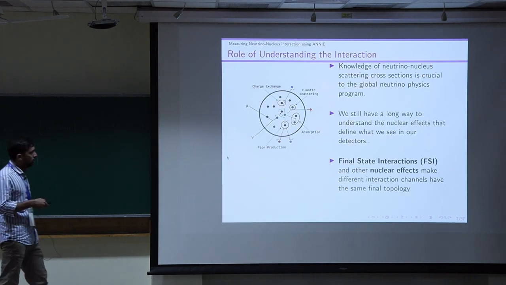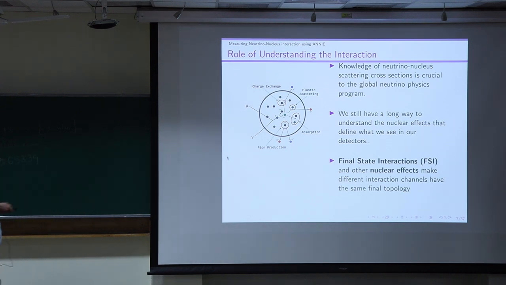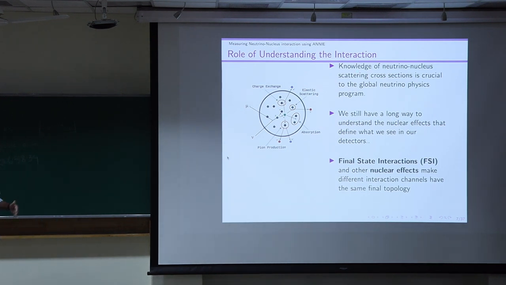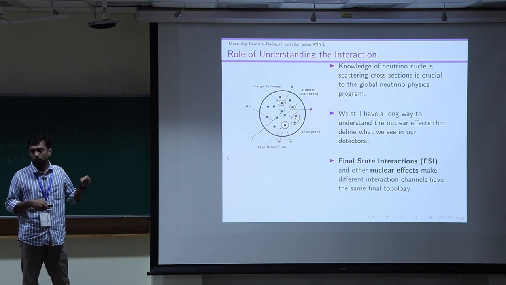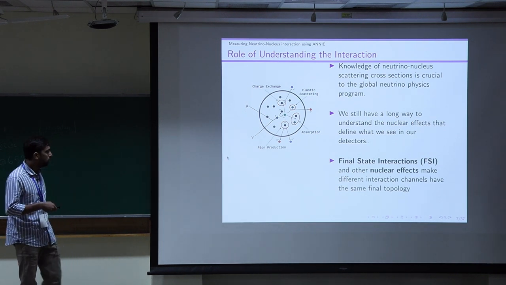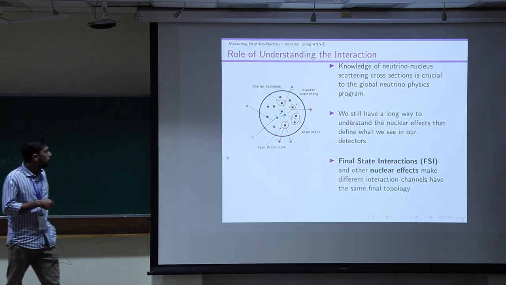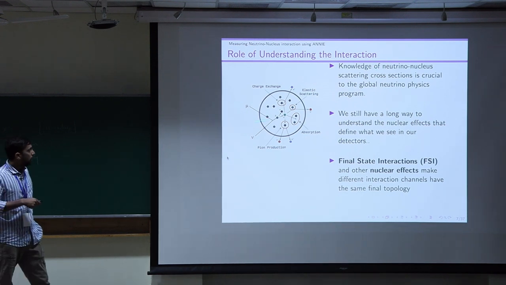So here again is the role that ANNIE plays an important part in. The knowledge of the neutrino-nucleus scattering cross section is crucial for the global neutrino physics community, and we have to understand a little bit more about the nuclear structure. If it is just a quasi-elastic neutrino interaction, then it is not a problem. A neutrino comes and hits the nucleus, and you get a lepton and a corresponding nucleon. But we know that the nuclear structure is not very simple, it is very complicated. So many interactions can happen inside the nucleus.